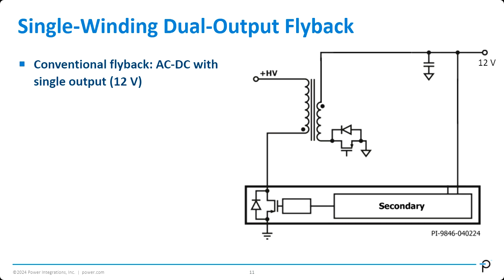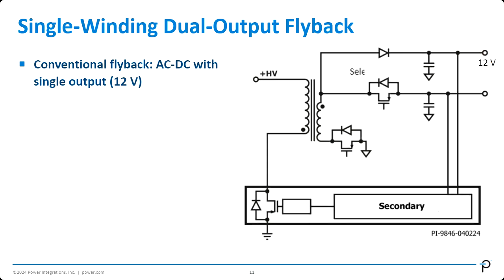So I've already got a 12 volt output here. What do I need to do if I need another 5 volt? For example, I simply need to add a selection FET over here. So that's my 5 volt. And at the same time, don't forget to add the blocking diode here to make sure that when the selection FET is on, my 12 volt won't backcharge my 5 volt.